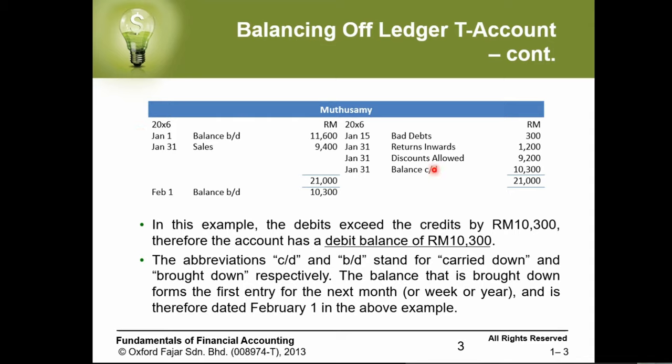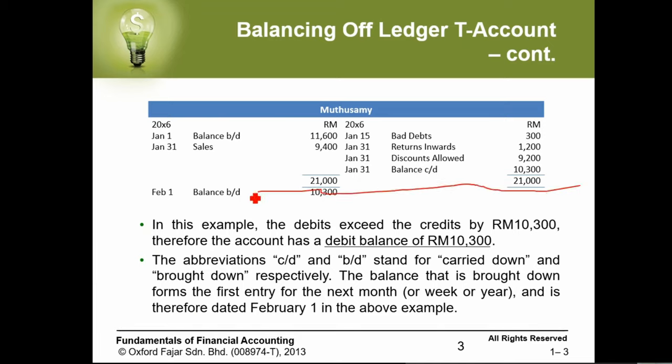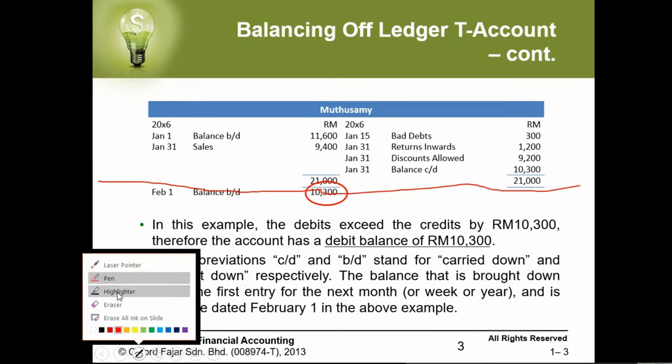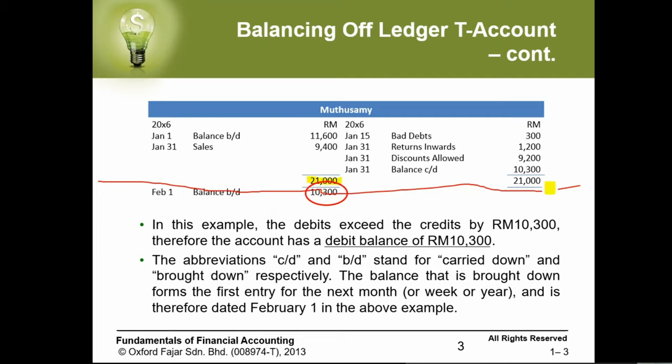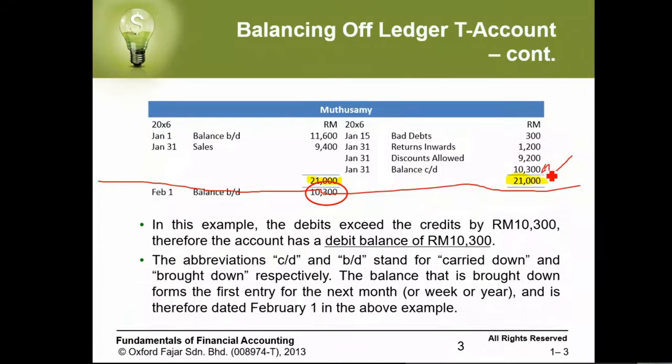The abbreviations CD and BD stand for carry down and brought down. For me, till this level, when you do the balancing here, it's enough. Let me just draw it for you. So when you are working in the transaction, till this point, it's enough. Till here, okay? So for me, just to close the T account, find the balance, whether it's debit balance or credit balance, and it's done. You don't need to bring it down, okay? So till carry down, it's enough.